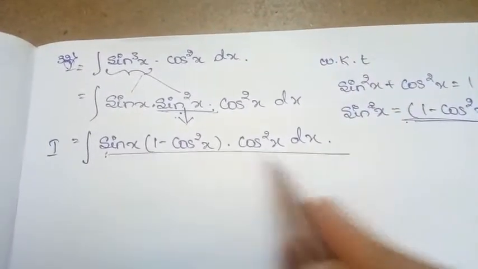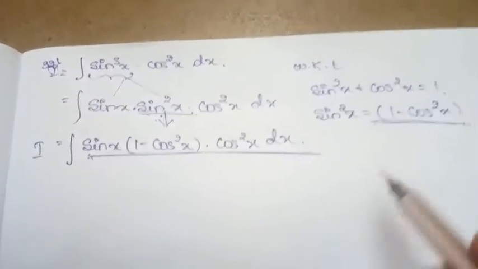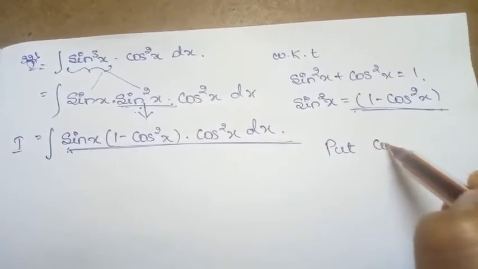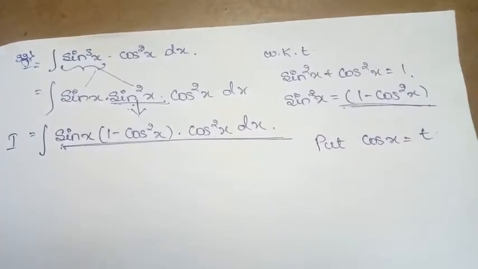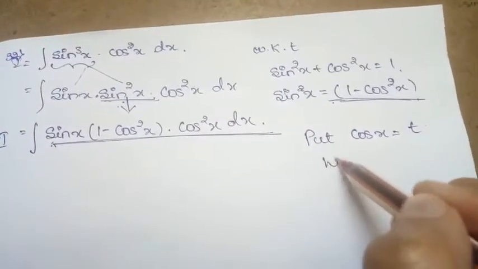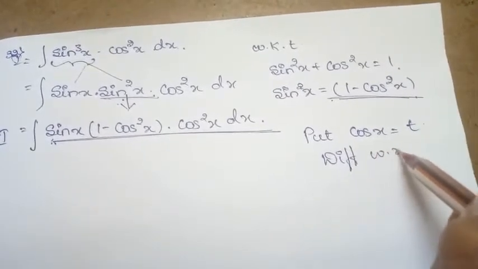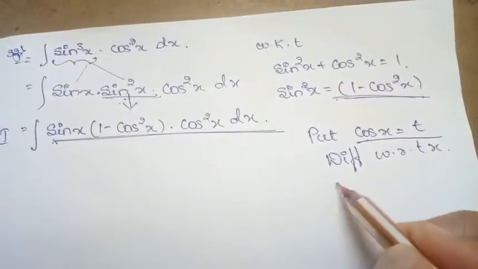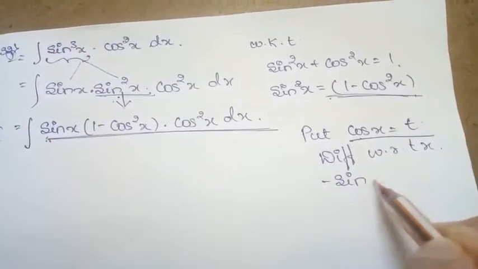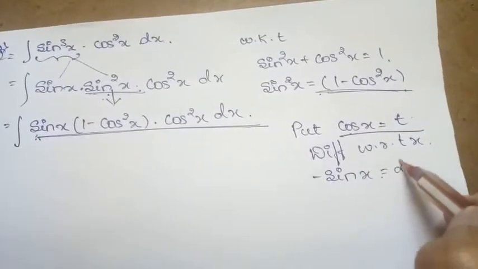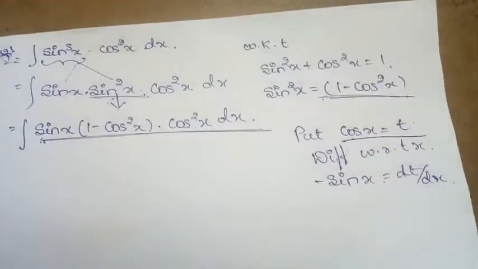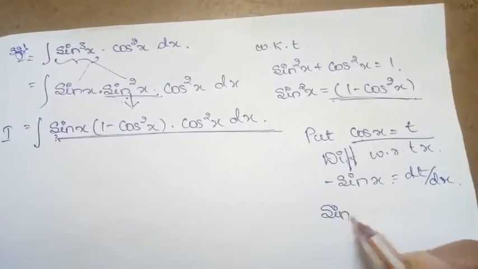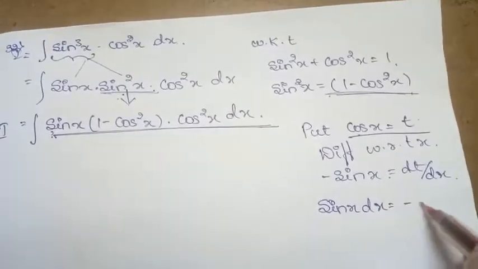Now at this stage I will do the substitution. I am going to put cos x equal to t. Then I differentiate this with respect to x. What is the differentiation of cos x? It is minus sin x, and the differentiation of t with respect to x is dt by dx. So here we have sin x as well as dx. So sin x dx is equal to minus dt.